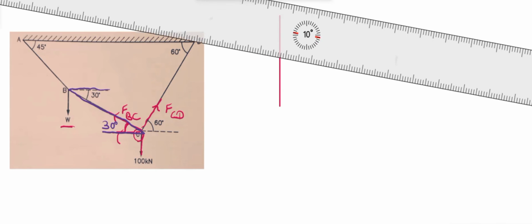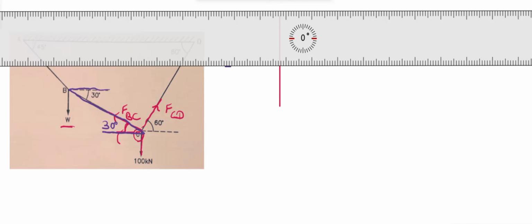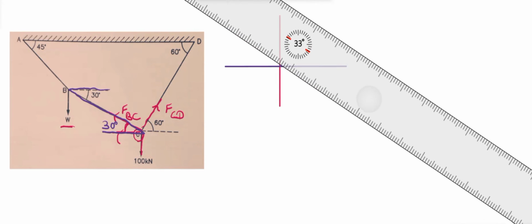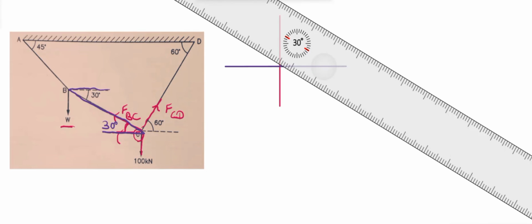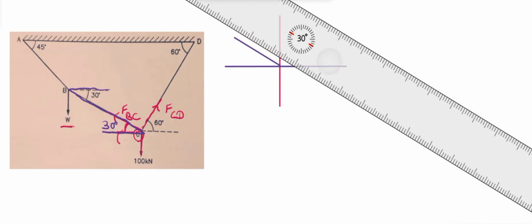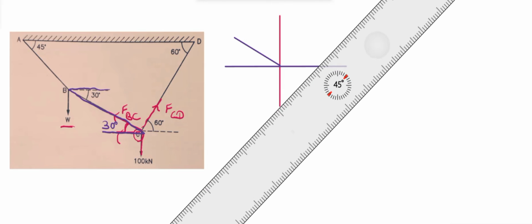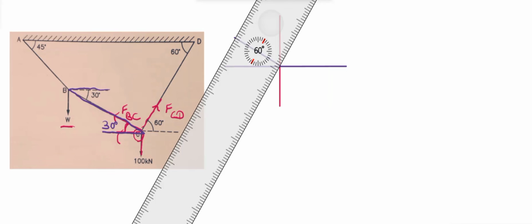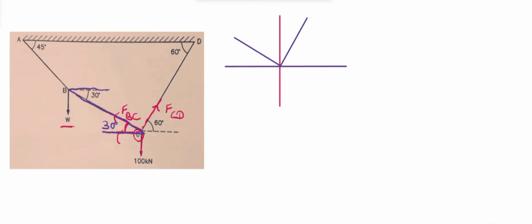Now this angle, we'll have to find it. These are vertically opposite angles. So this angle will also be 30 degree, which means FBC is acting at an angle of 30 degree with the horizontal. Then for FCD, the angle is already given to us in the diagram, which is 60 degree. So I'll just represent that at 60 degree. While you are drawing the free body diagram, you don't have to use protector, just draw it using a scale.